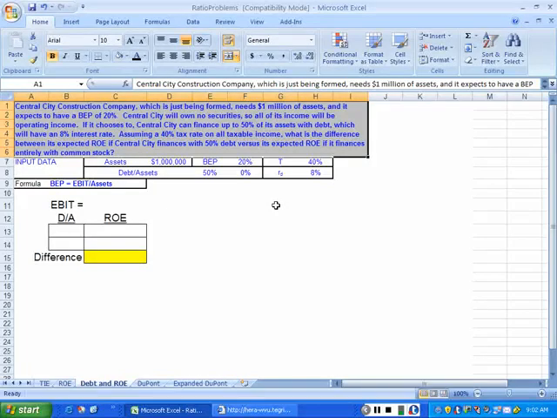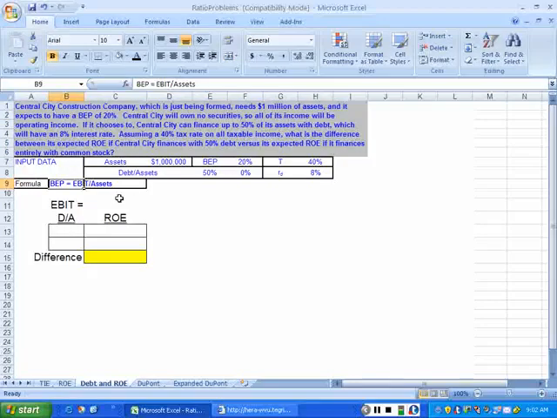And it expects to have a basic earning power, that's the earnings before interest and tax divided by assets, of 20%. Central City will own no securities, so all of its income is going to be operating. So we really want to concentrate on efficiency versus risk. If it chooses to, Central City can finance up to 50% of its assets with debt, which will have an 8% interest rate. So we want to look at two different scenarios: a 0% debt financing and the potential of 50% debt. What is it that debt does for you?